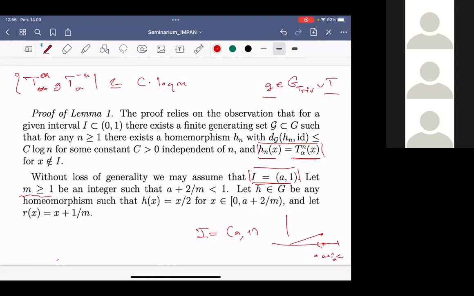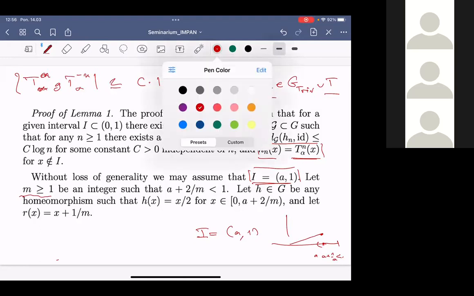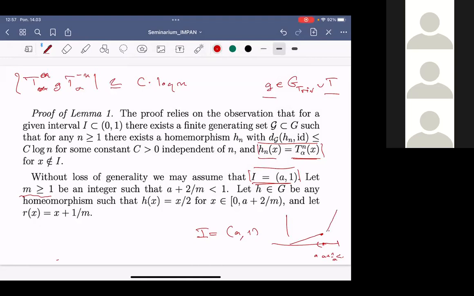We don't care how this homeomorphism looks outside this interval. So you see we have some huge freedom here. We can make it piecewise-affine, or we can make it smooth, however this homeomorphism is defined beyond the interval from 0 to a plus 2 over m. And we take some rotation R of x, which is equal to x plus 1 over m.